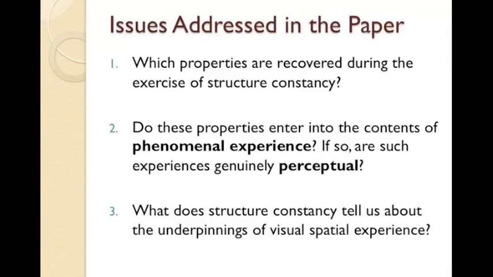So, in the paper, I address three issues in a fair amount of detail. The first issue concerns which properties are recovered during the exercise of structure constancy. The second issue concerns whether these properties actually enter into the content of phenomenal experiences, and if so, whether those experiences are genuinely perceptual experiences. Third, I ask what structure constancy might tell us about the subpersonal underpinnings of visual spatial phenomenology. So, more particularly, I ask both at what level during subpersonal visual processing does the spatial experience plausibly arise, and also what kind of representational structure might be adequate to underlie the experience of structure constancy. So I'm just going to briefly go over, in broad strokes, what I say about these three issues.